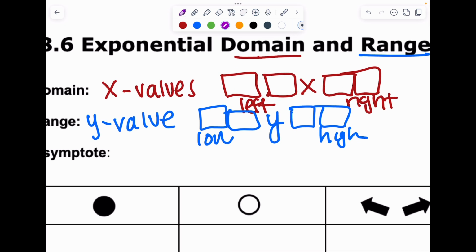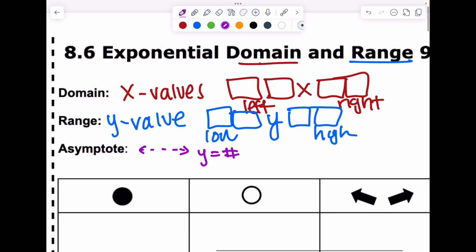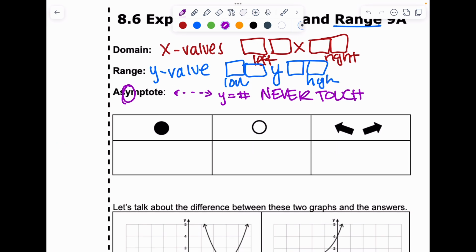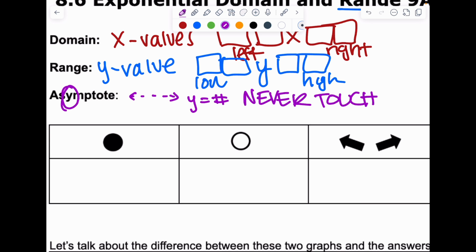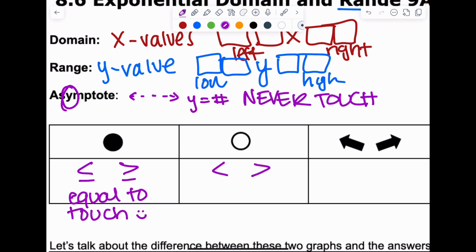You have your asymptote. And remember, your asymptote is the line that goes left and right, and it's going to be a y equals number asymptote. And we can never touch that line, okay? So, when we think about a solid point, you are thinking about the symbol with the line on it, which means equal to. If it means equal to, it also means it touches, okay? The open point gets the one without the line, and it's going to be no touching.